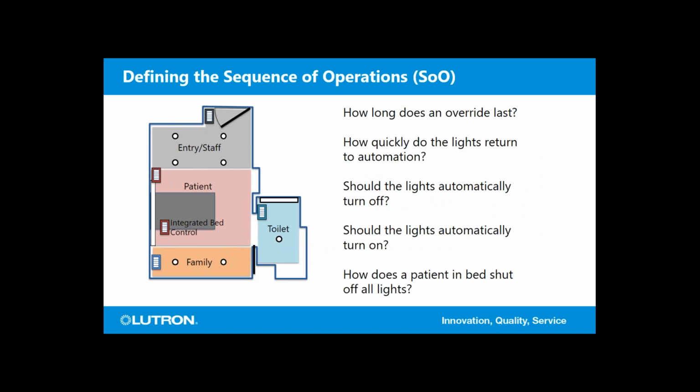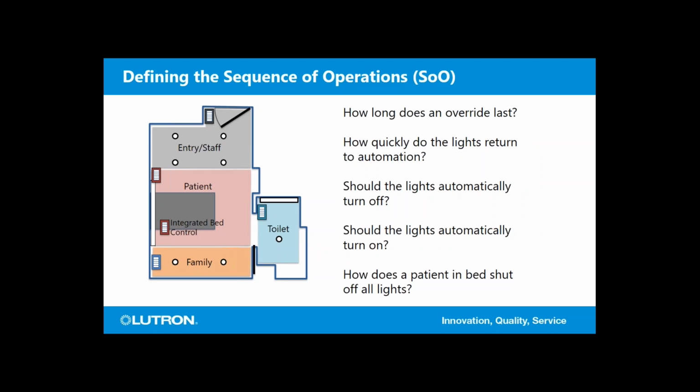Some questions that you might want to ask are, how long does that override actually last? How quickly do the lights return to the automation that we described previously? And should the lights automatically turn off ever? Or should the lights automatically turn on? Or how does the patient in bed shut off all the lights?